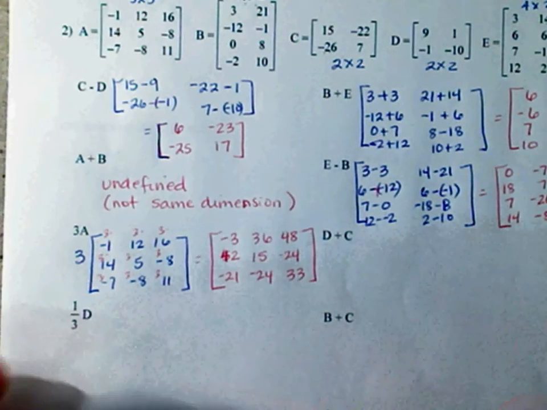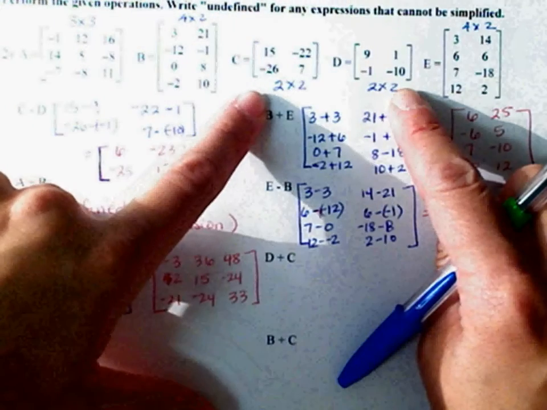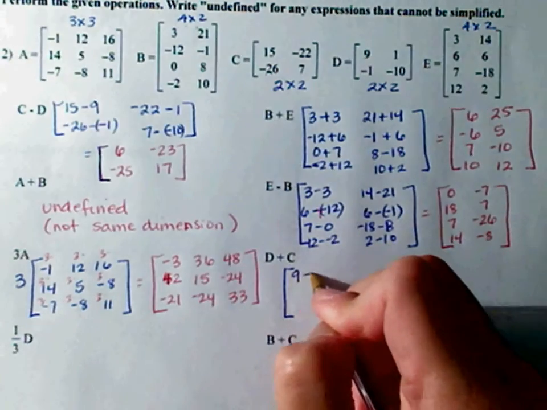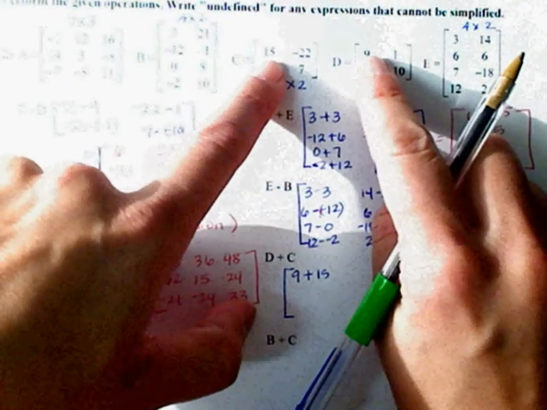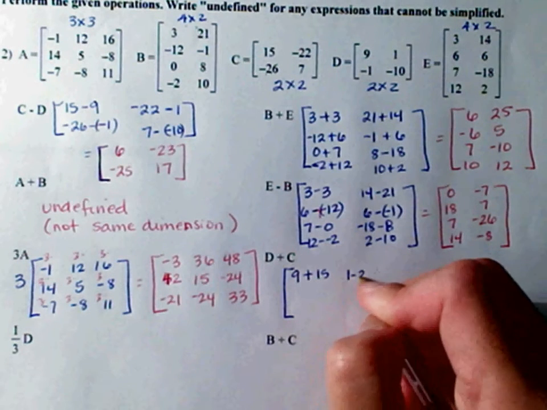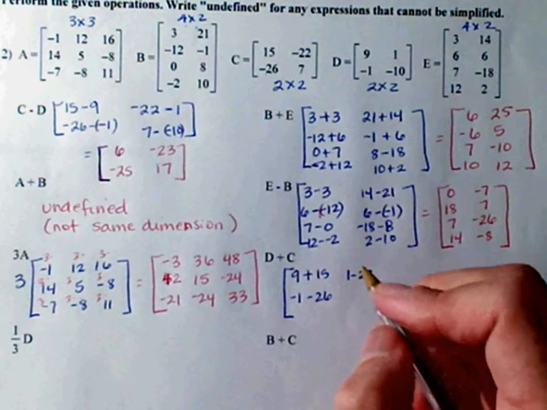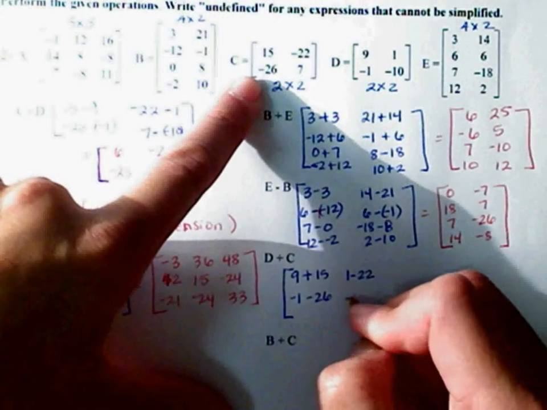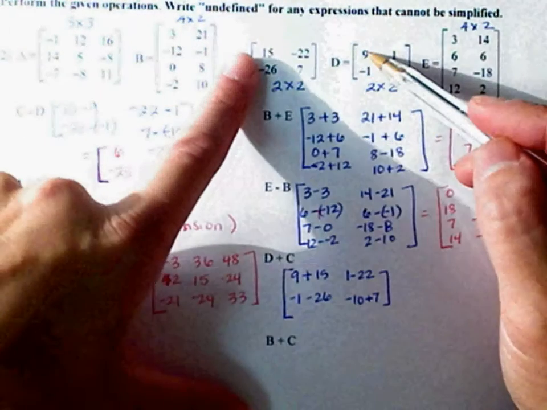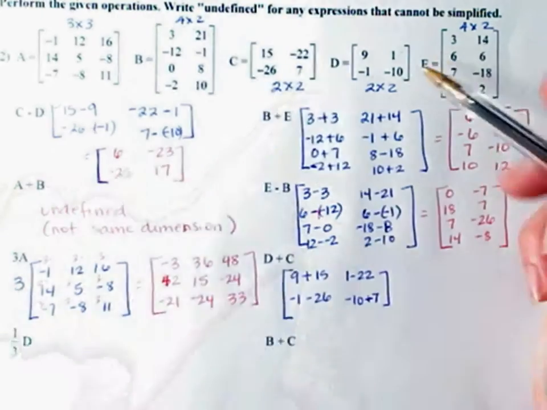Okay. D plus C. D is a 2 by 2. C is a 2 by 2. We can add these two together. Let's set them up, and you should have a 2 by 2. So 9, which is your D, plus your 15. Okay? And then you'll have 1 minus 22, negative 1 minus 26. Okay? Negative 10 plus 7. There you go. Let me double check. 9 plus 15, 1 minus 22, negative 1 minus 26, negative 10 plus 7. There you go. All right.